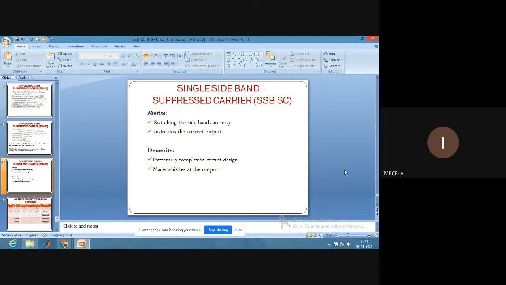The advantages of this modulator circuit are that switching the sidebands is easy and it maintains the correct output. The demerits are that the circuit design is extremely complex and it makes whistles at the output.